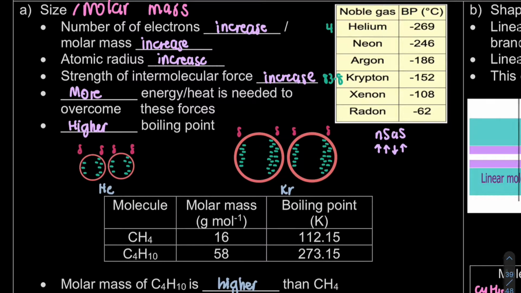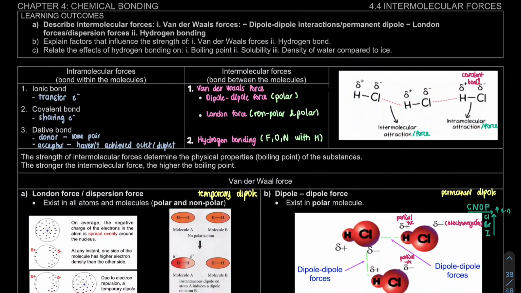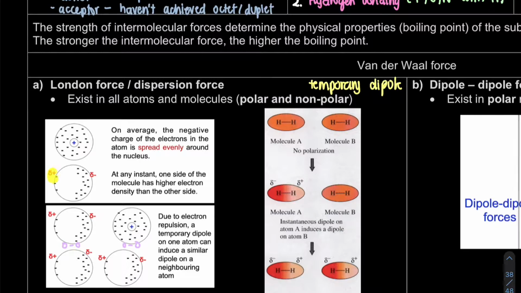Actually here, the structure, so here is the symbol. What does it mean? It's a partial charge. The diagram here is still incomplete, because remember that for the temporary dipole, or our London force, we have to show this. For example, the partial positive means the side where there is less electron. The partial negative is where the electron is concentrated.